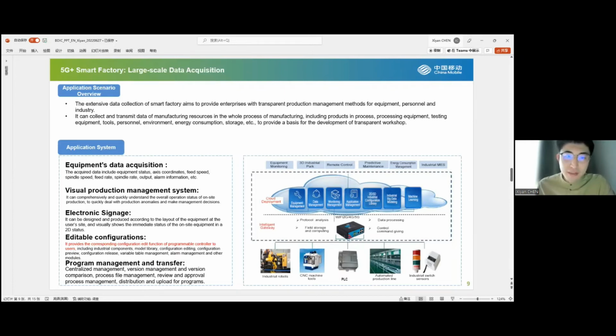And those data contain the manufacturing resources in the whole process of manufacturing, including the products processing, the equipment status, the testing equipment, all the tools, the personal information, the environmental information, and the energy consumption, etc. Every data can be collected to the platform.